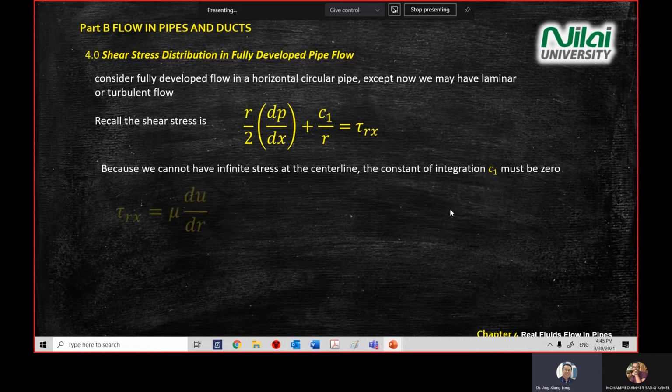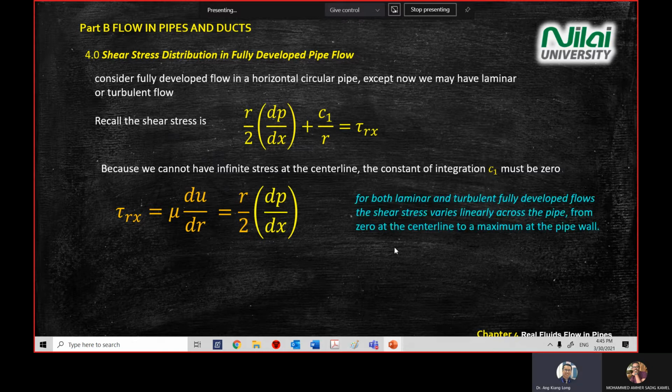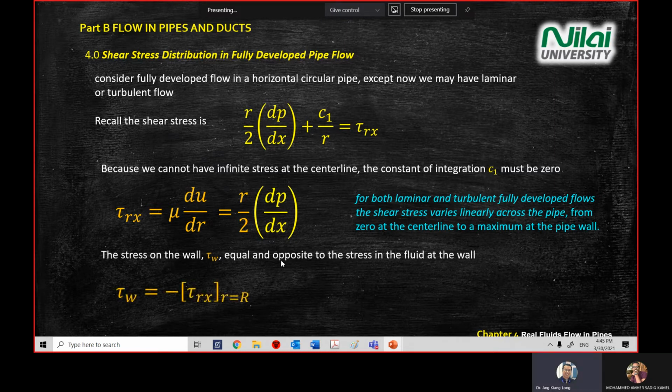Then you recall the Newtonian fluid equation, the shear stress for a Newtonian fluid, shear stress equal to mu du dr. You rewrite the equation again, so it equals R divided by 2 dP dx. This equation works for either laminar or turbulent flow. So again, just take note, this equation that you see on the screen here works for laminar and turbulent flow. The rest you can read from the slide itself.